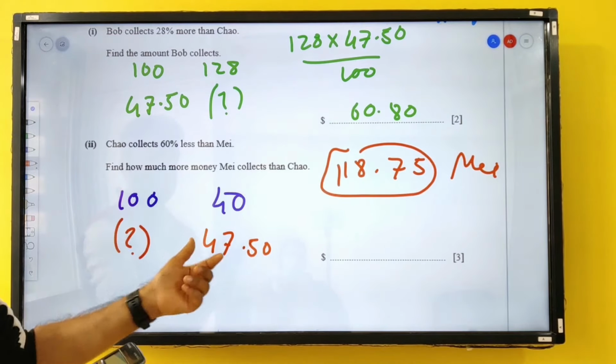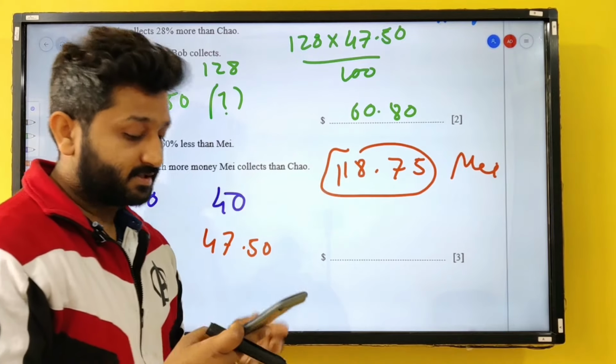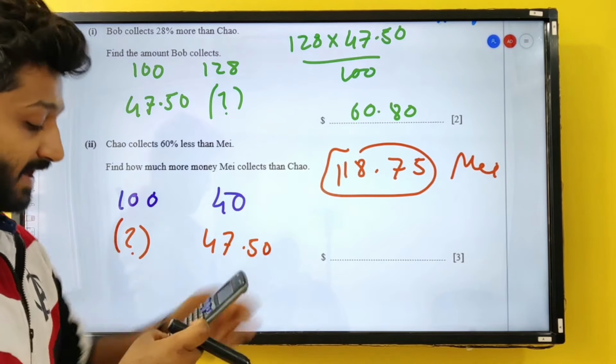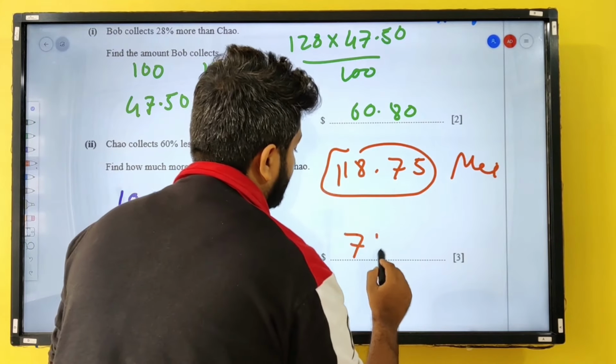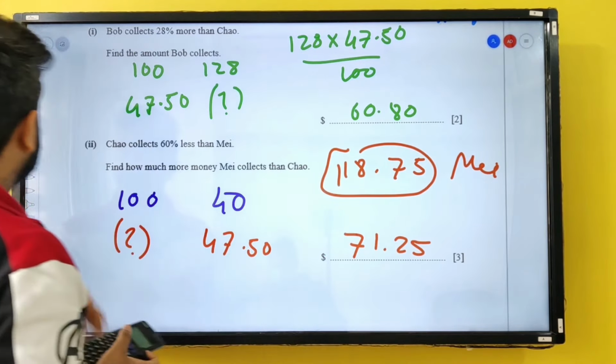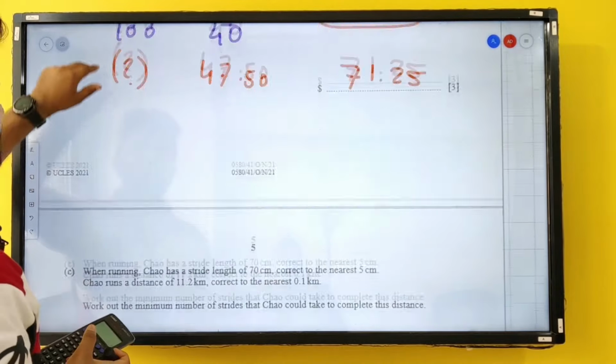Chow is collecting 47.50, Mai is collecting this much. So we subtract 47.50 from the final answer. So our answer is $71.25. Let's move to the next question.